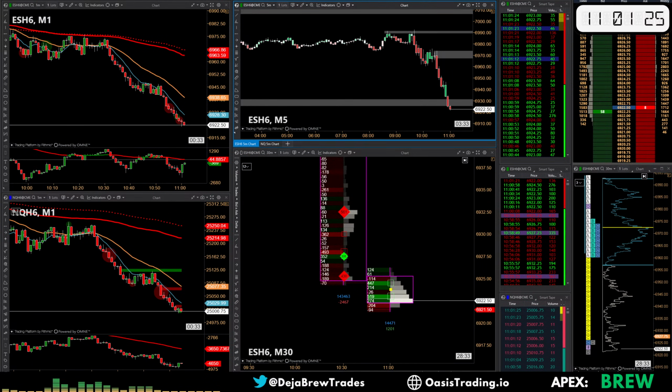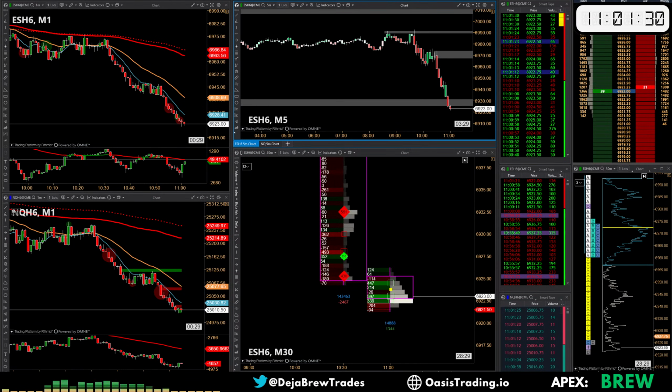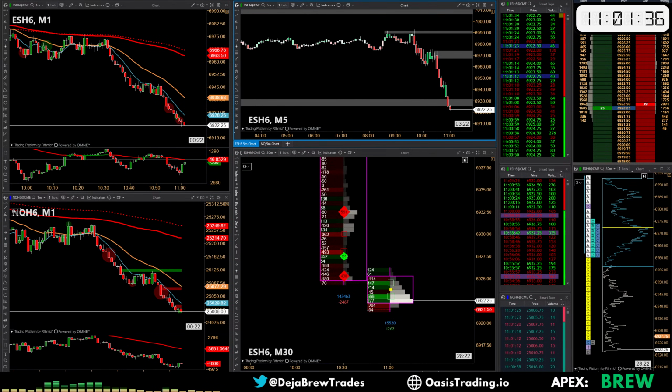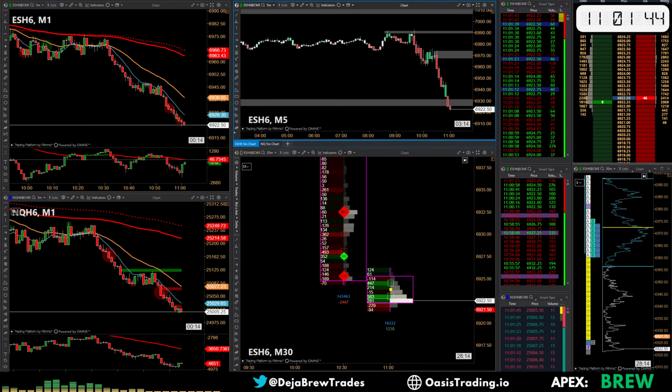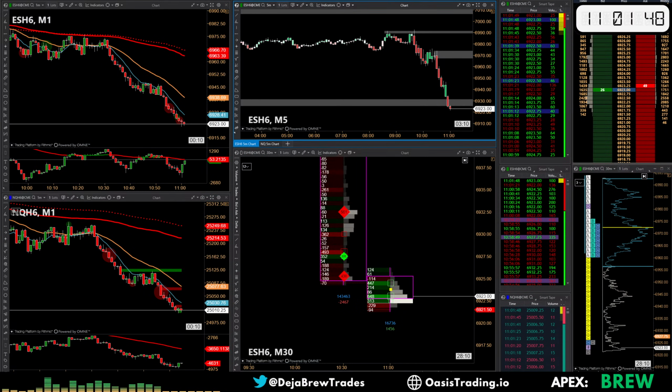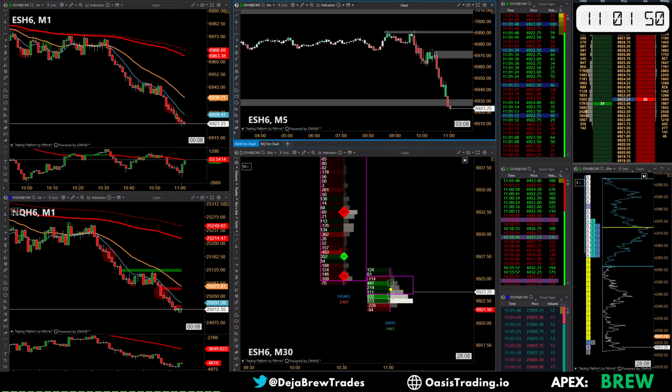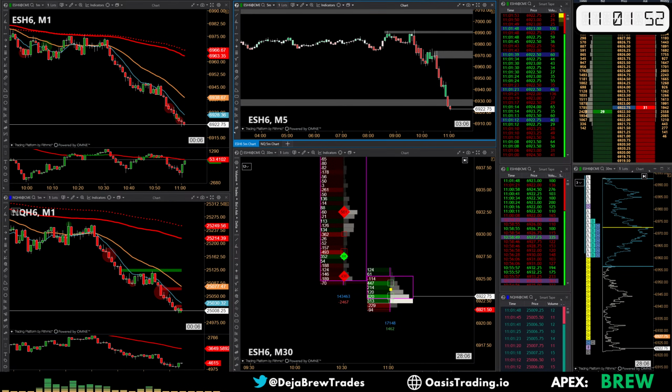Keep an eye on those 5-minute highs. If they start getting broken by the buy pressure, if they get taken out, look for those single prints, right? Single prints will start getting filled in. Right now, obviously, it's extremely aggressive to the downside. Single prints by themselves are not an entry. They do not tell you when to enter. They just give you a very obvious target.